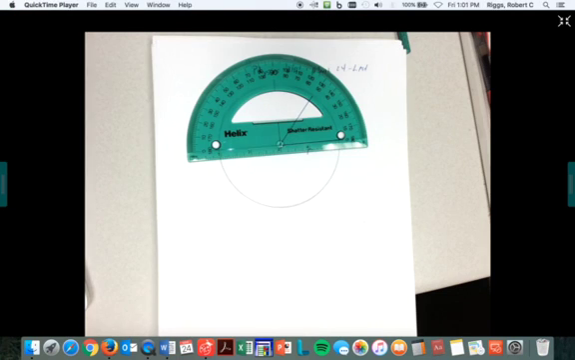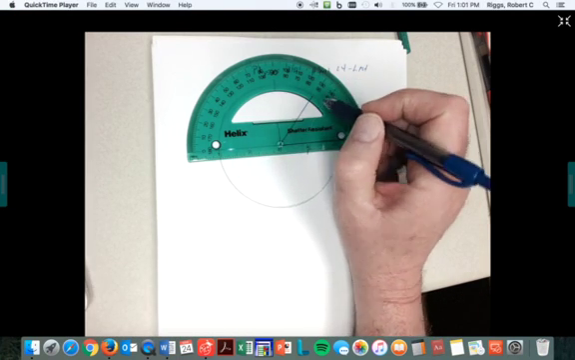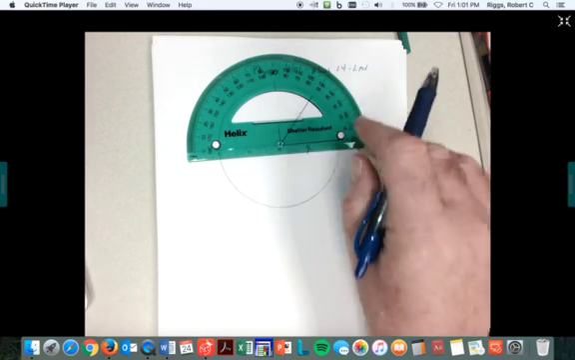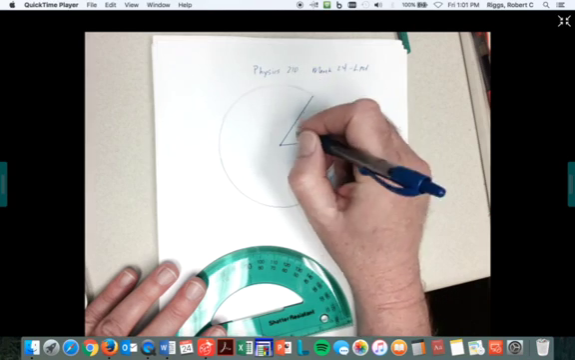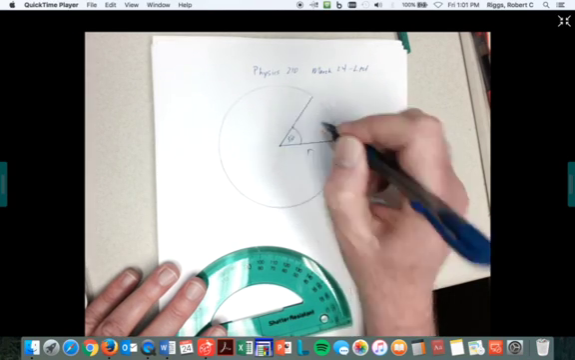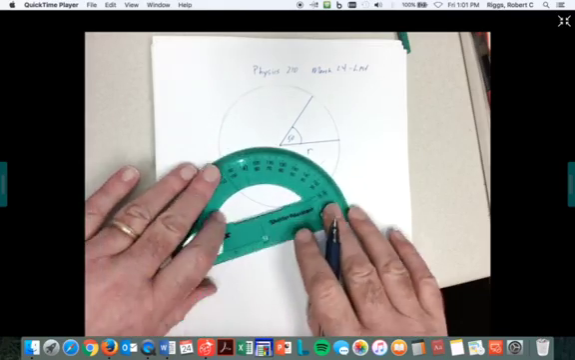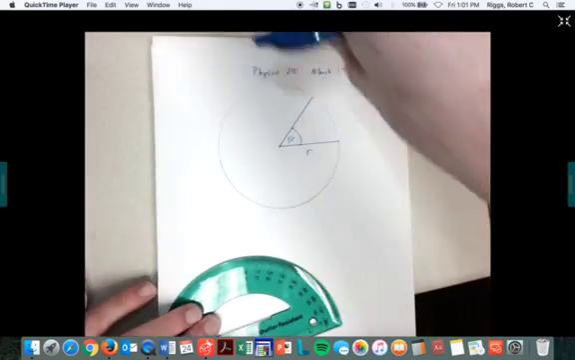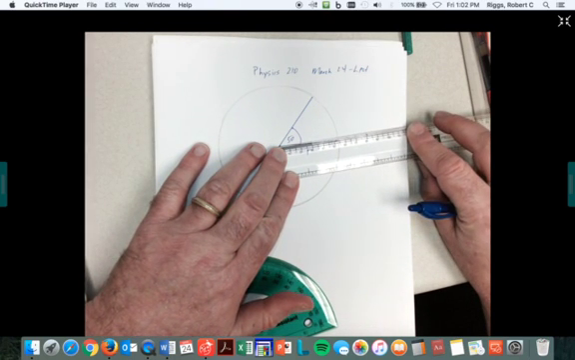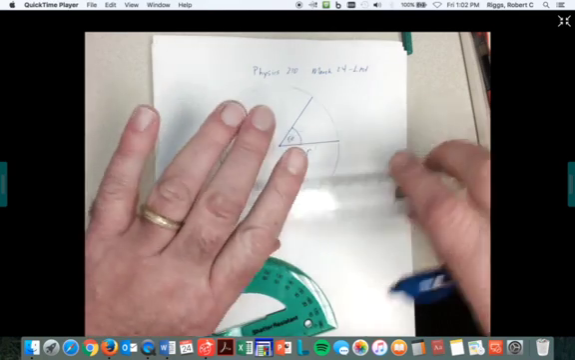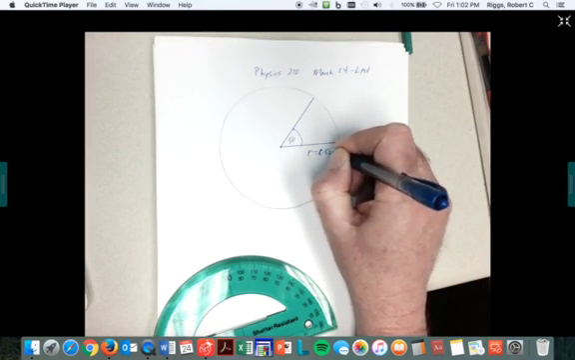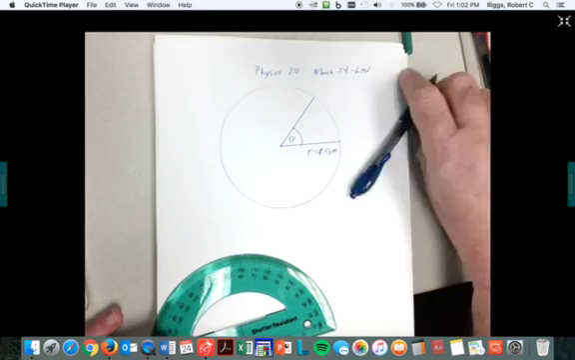I wanted to do this by scale instead of freehand. I'm not going to show any slides. So here I've got a 50-degree angle, and let's just walk through this. This thing has a radius of 5.5 centimeters.